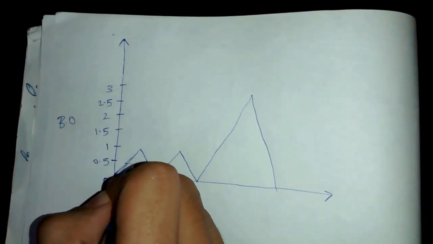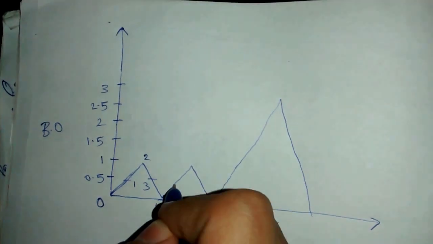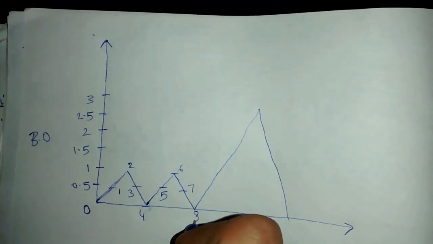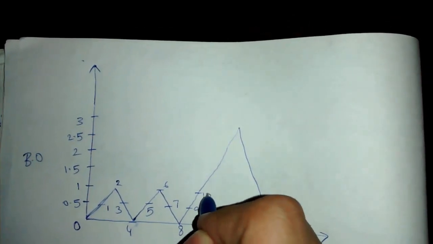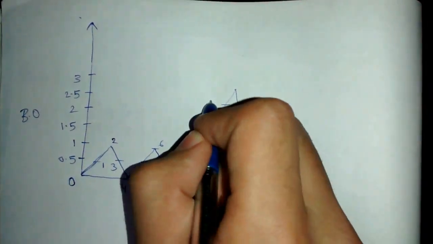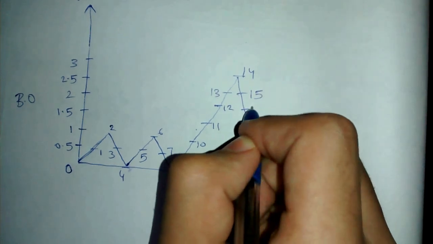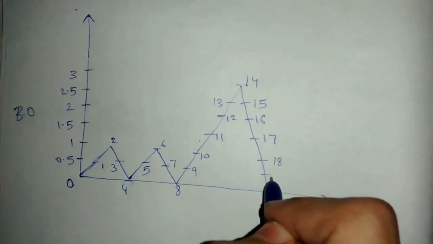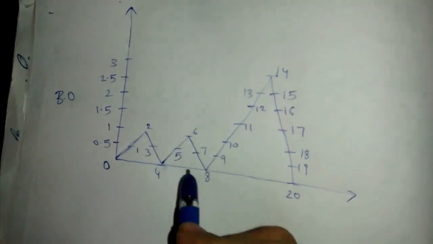And here we will have 1, 2, 3, 4, 5, 6, 7, and so on up to 10, 11, 12. This will go till 20. So you have to draw this till 20, and this is the number of electrons.